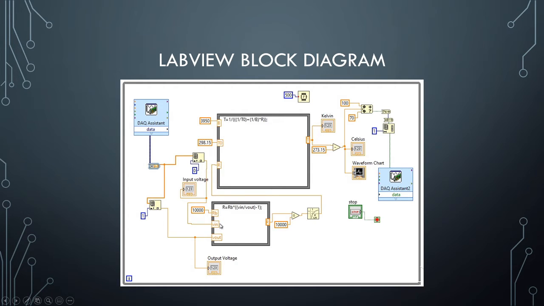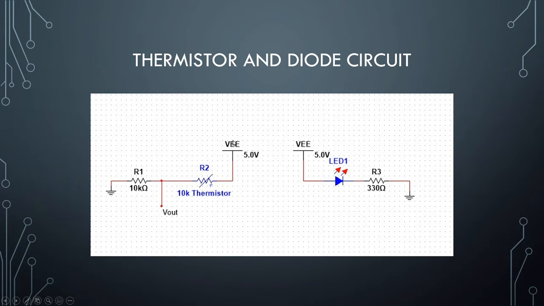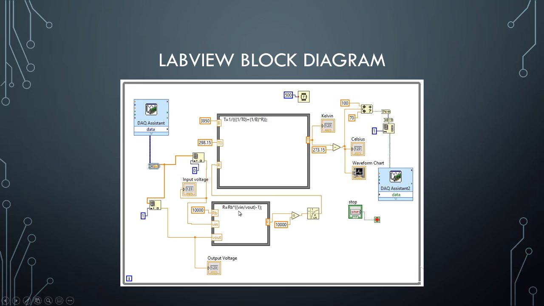And to calculate the actual resistance, we use this equation here, which is resistance equals the baseline resistance times the input voltage divided by the output voltage minus 1. We go back. We have an input voltage here. And we can get the actual resistance by using that equation and we're taking the output voltage after the thermistor. And that all gets input through here.